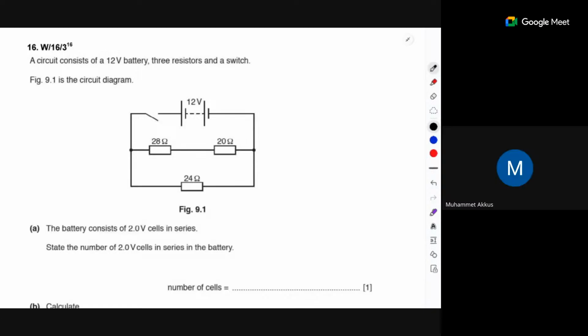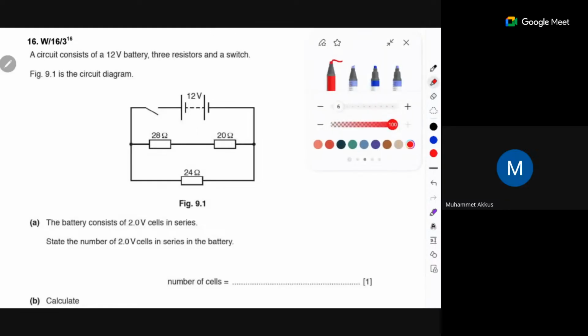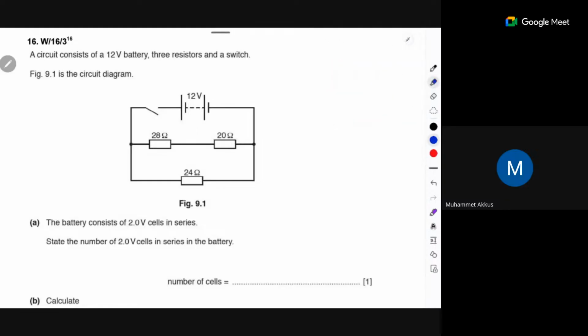Sir, I found the answer 6. Sorry, which one? Question number 16, 16A part. Okay, good. So here in this question, the information for you is a circuit consists of a 12-volt battery.